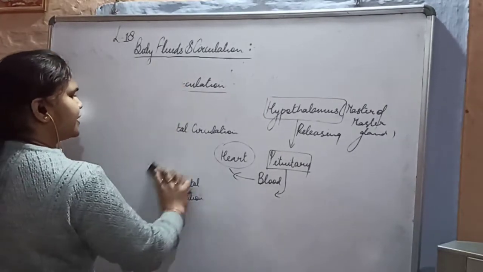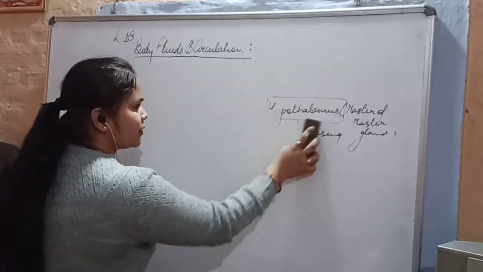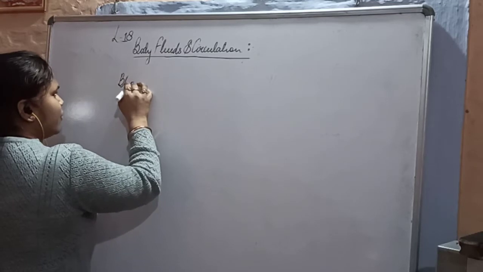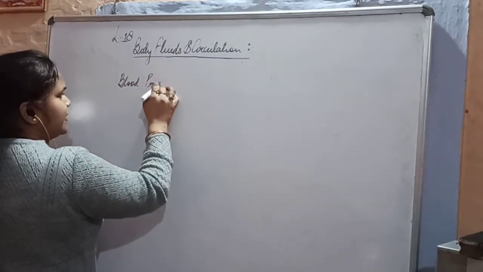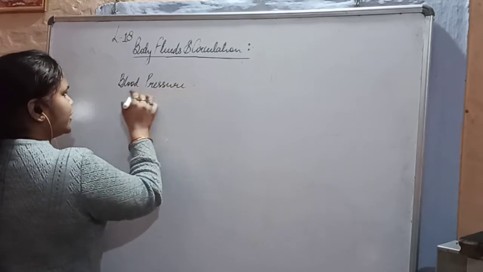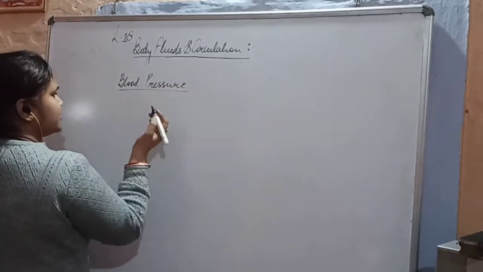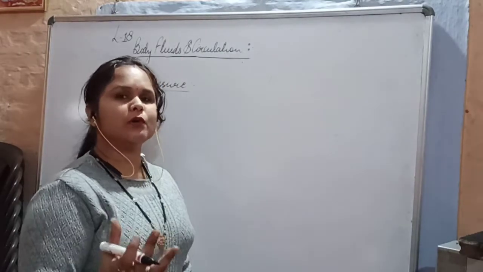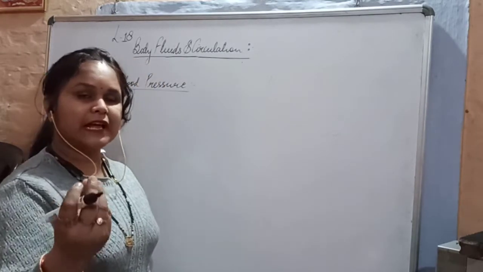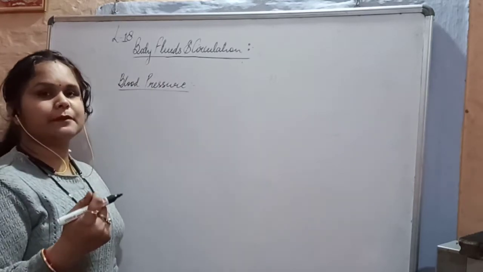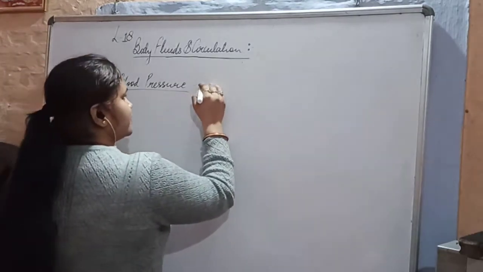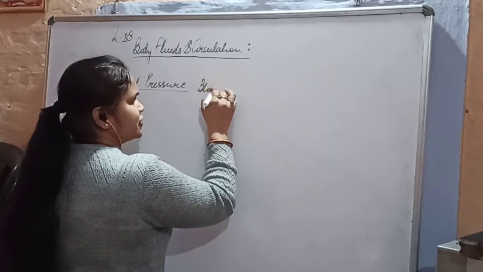Now we will discuss something little about blood pressure. As you all know, blood pressure is the pressure which is exerted by the blood on the wall of the arteries. When the ventricles pump the blood, what are ventricles? Ventricles are the distributing chambers. The ventricles are going to throw out the blood into the arteries. So that pressure which is exerted by the blood on the wall of arteries is called blood pressure.